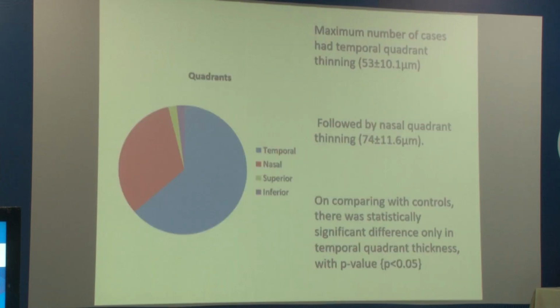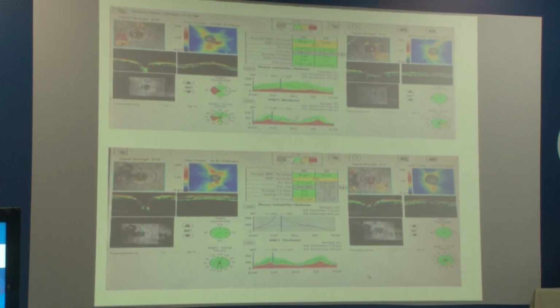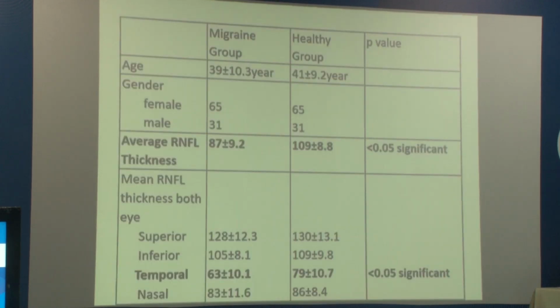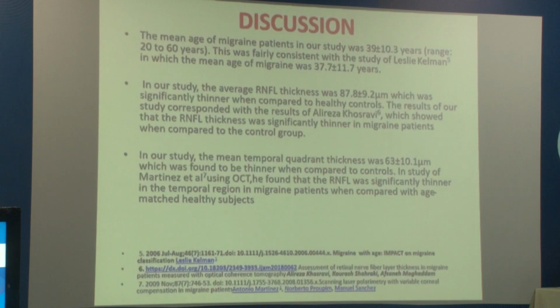The maximum number of cases had temporal quadrant thinning, average value being 53 plus minus 10.1. It was followed by nasal quadrant thinning, the average value being 74 plus minus 11.6. On comparing with controls, there was statistically significant difference only in temporal quadrant thickness. Now, this is an OCT showing a temporal quadrant thickness and a similar OCT in a normal, healthy patient. Now, this is our data. In the data, the average RNFL thickness showed significant changes, and when we compare the quadrants, the temporal quadrant was significantly thinner.